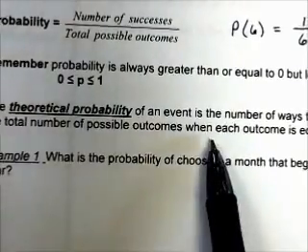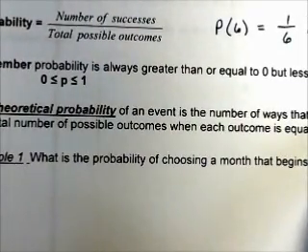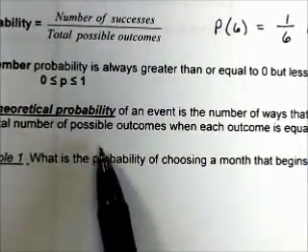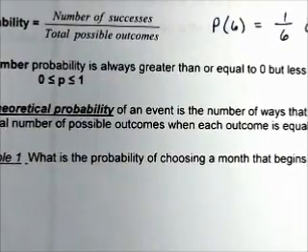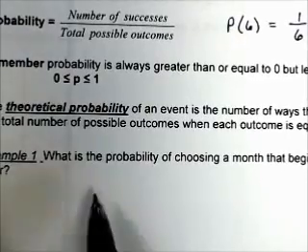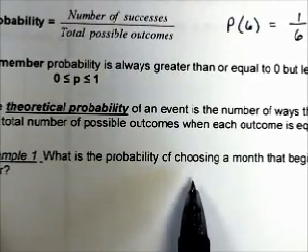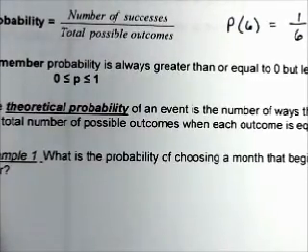Theoretical probability of an event is the number of ways that an event can occur divided by the total number of possible outcomes, when each outcome is equally likely to occur. For example, what is the probability of choosing a month that begins with the letter J from the months of the year?